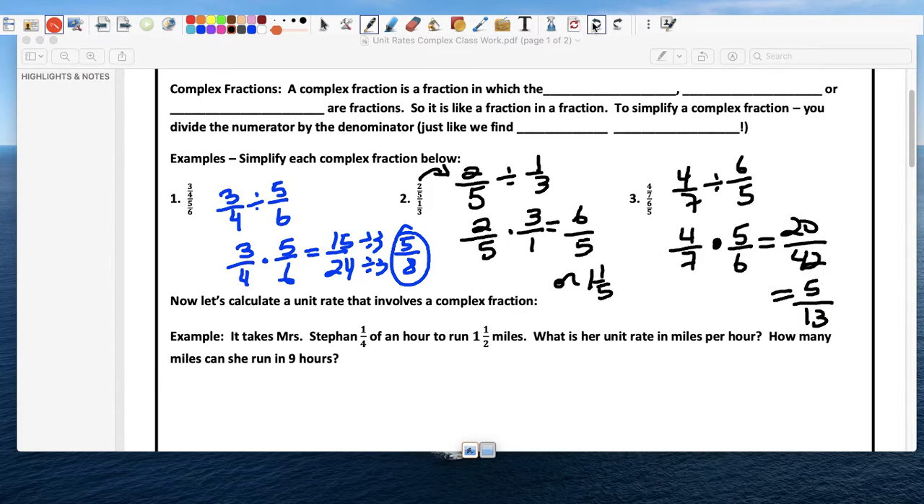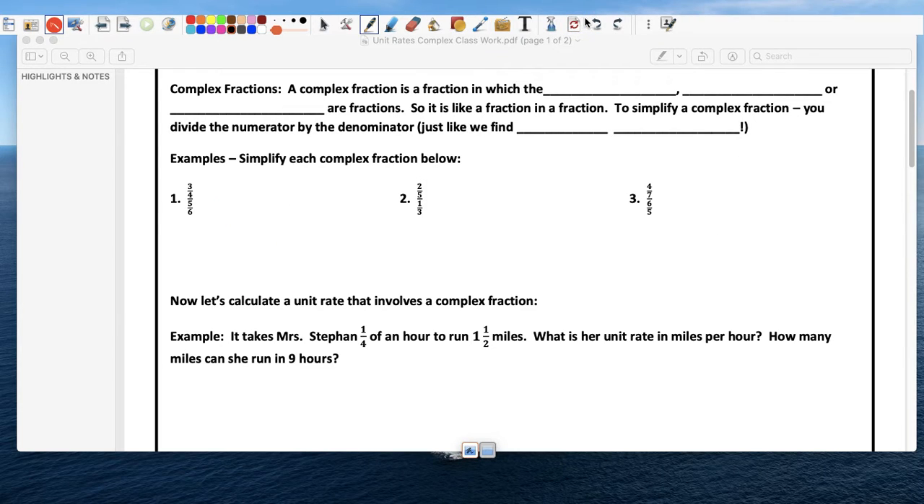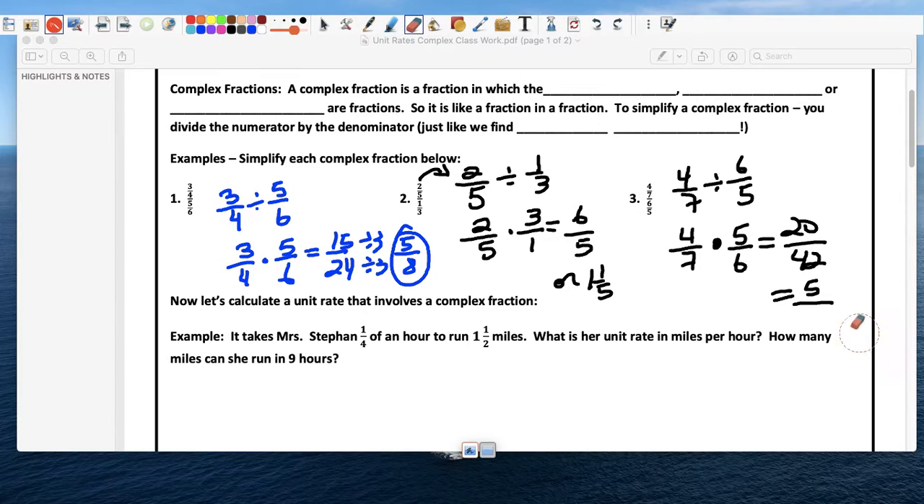No, can't divide. Sorry. Oops. What am I dividing by? We can divide, is that the highest number? 2, 3, 2. Yeah, it's actually 2. Divide by 2. That's the highest number. We get 10 over 21 simplified.